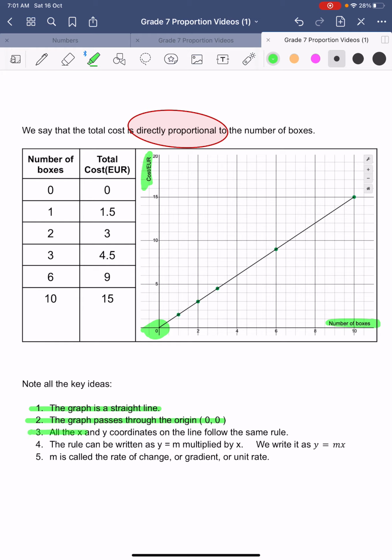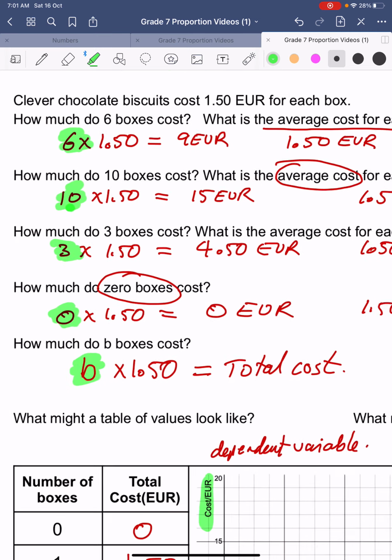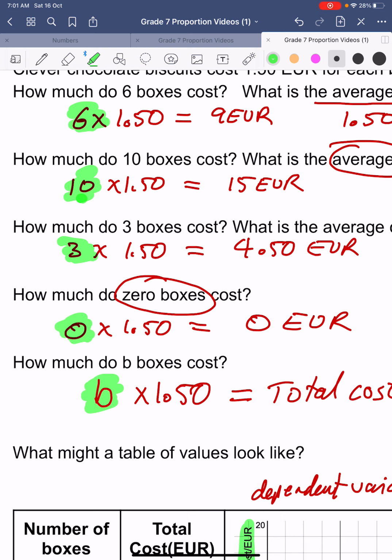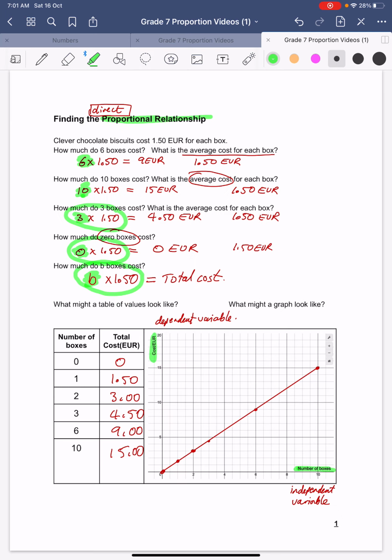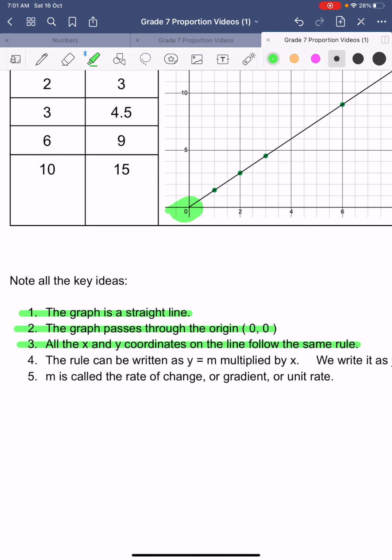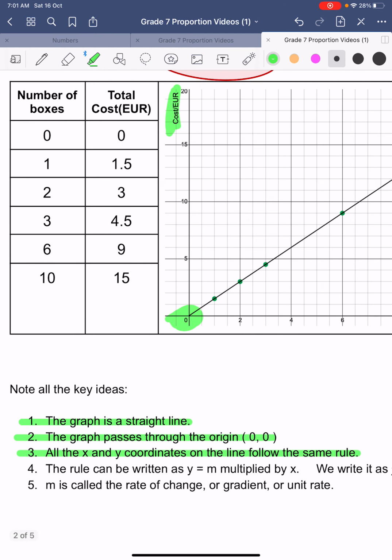Now this is the interesting one. All the x and y coordinates on the line follow the same rule. If you look back to the first few questions here, did you notice we always just multiplied the number of boxes by 1.5? So when this third point says all the x and y coordinates follow the same rule, the rule to get from the boxes to the total cost is always the same. And what was that rule? Well, the rule was times 1.5. Okay, so that's point number 3.